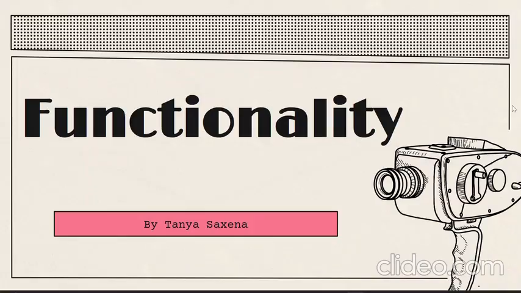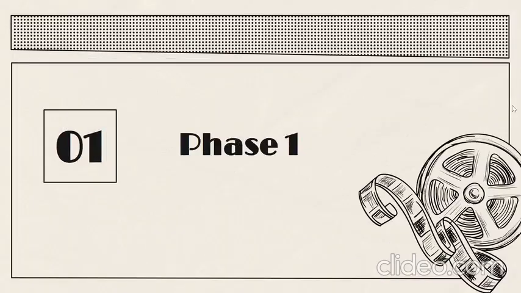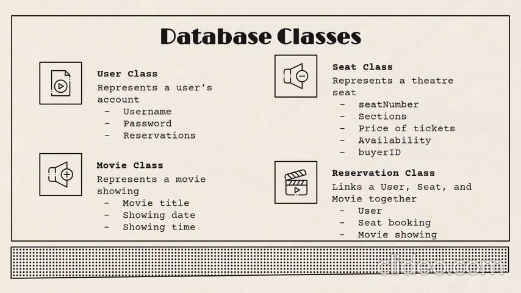Talk about the functionality of our code. So for phase one, we had to build the database, and we ended up having four classes in our database. A user class, which represents a user's account, username, password, and the reservations of said user. A movie class, which represents the movie showing. So a movie title, the showing date of a movie, and the showing time of a movie.